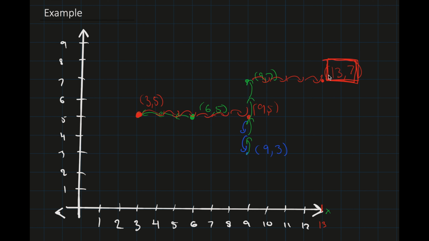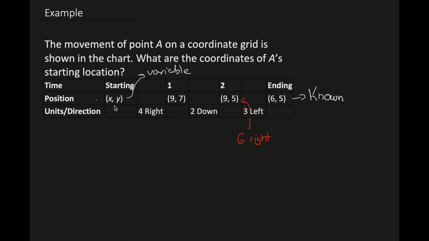So that is our answer here. Right? So we're going to go here. We're going to write this one as 13, 7. Pretty cool. Right? But here's one thing that you might not get. Why did we not just start from 9, 7, 4 right, and get 13, 7?